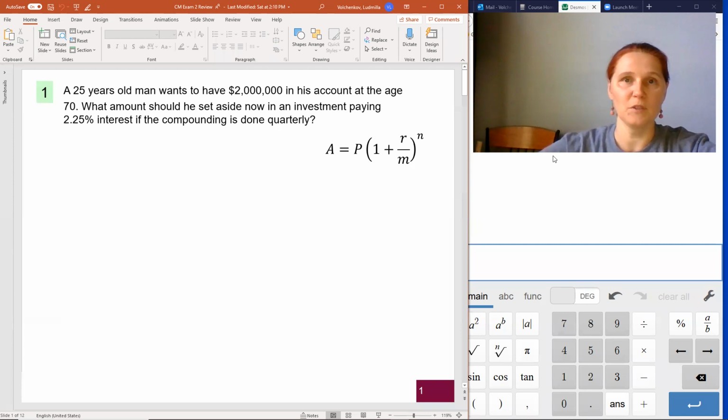We start with a compound interest problem. A 25 years old man wants to have $2 million on his account at the age of 70. What amount should he put aside now? You will have the formula sheet. So for this problem, you need a compound interest formula.